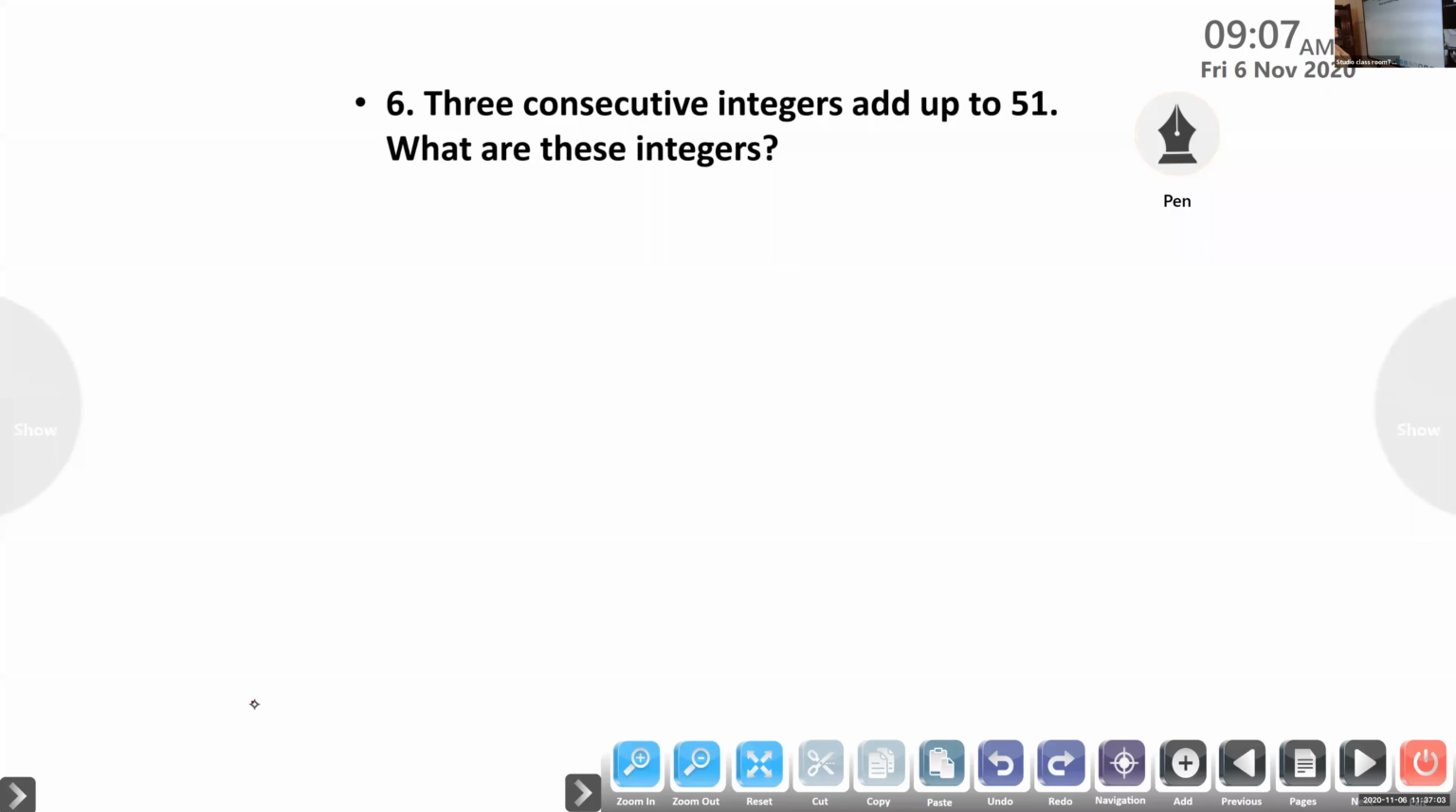Three consecutive integers added up to 51. What are these integers? How can we take 3 consecutive integers? Their sum is given, added up to 51. Sum is given as 51. How can we take 3 consecutive? First one, what will be the first one?